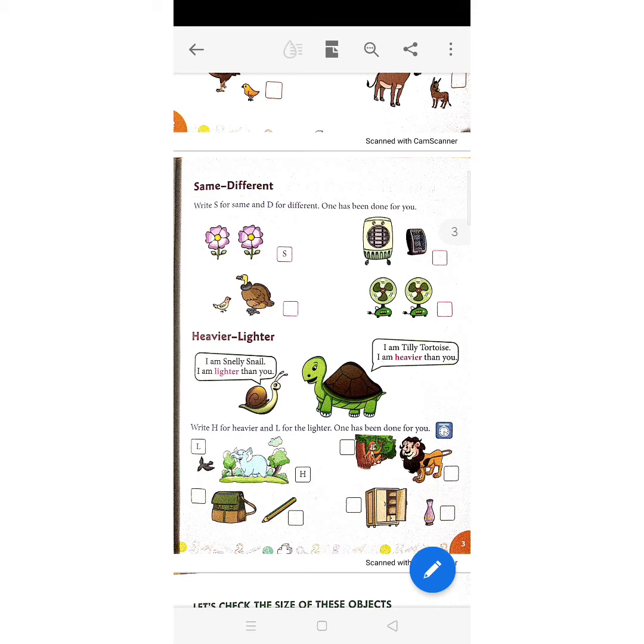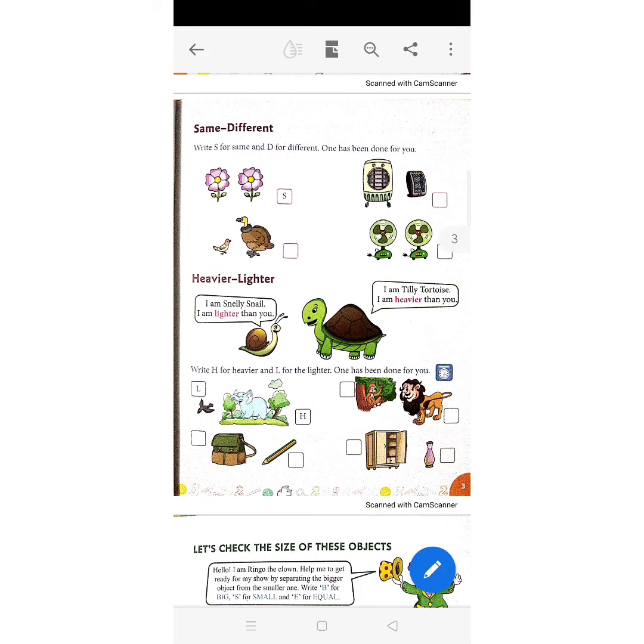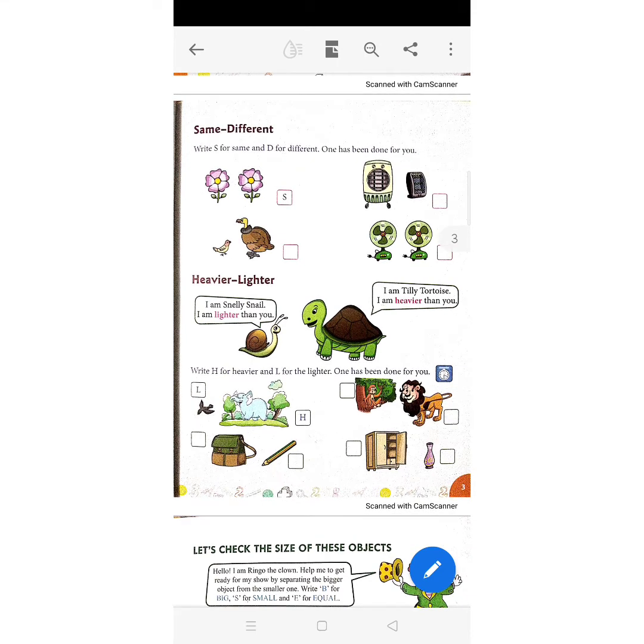Same and different. Objects can be grouped as same and different. If two or more objects' size, shape, and color are similar, then we call it as same. And when two or more objects' size, shape, and color are not similar, then we call it as different. Some examples I have given. See, two flowers. The two flowers are looking same. That means they are same.